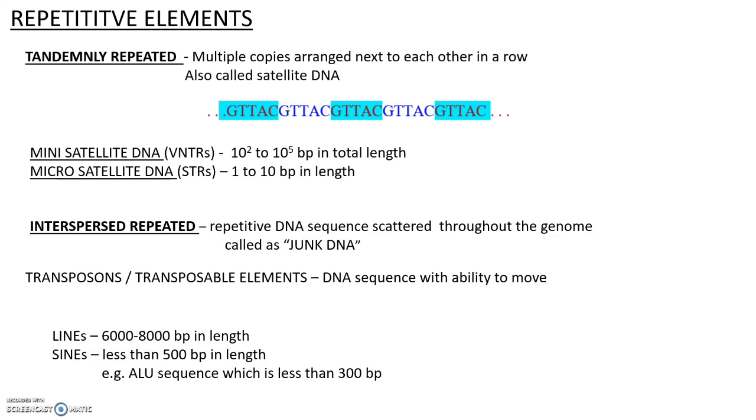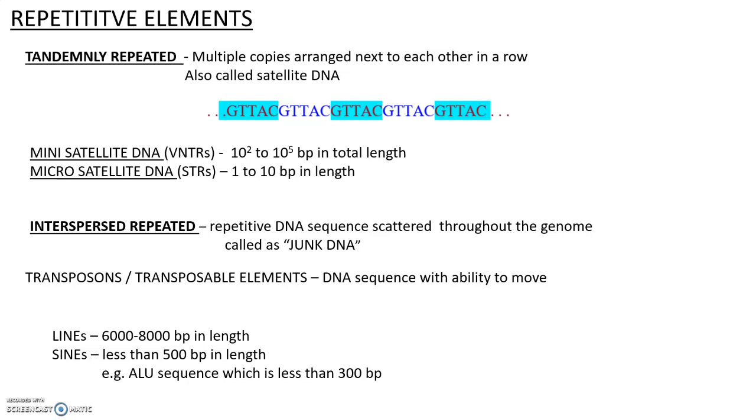These randomly repeated elements are of two types, that is, minisatellite DNA and microsatellite DNA. Minisatellite DNA are around 100 to 10,000 base pairs in total length, and microsatellite DNA are 1 to 10 base pairs in length. Minisatellite DNA are also called variable number tandem repeats, or VNTRs in short, and microsatellite DNA are called short tandem repeats, or STRs.